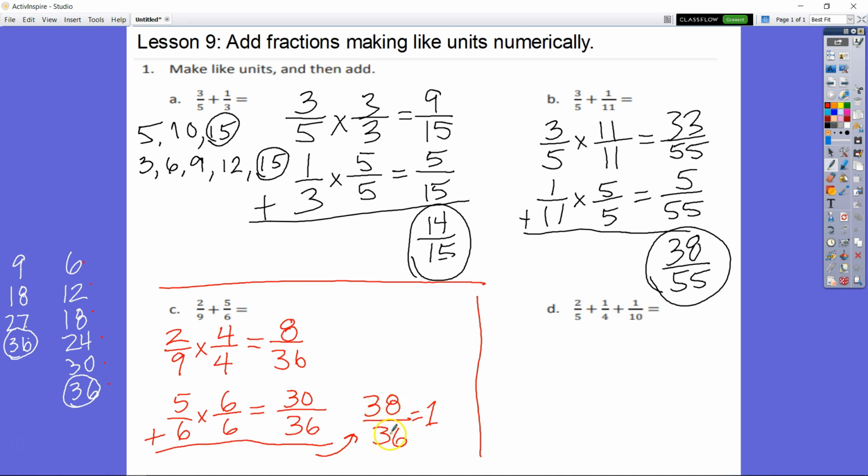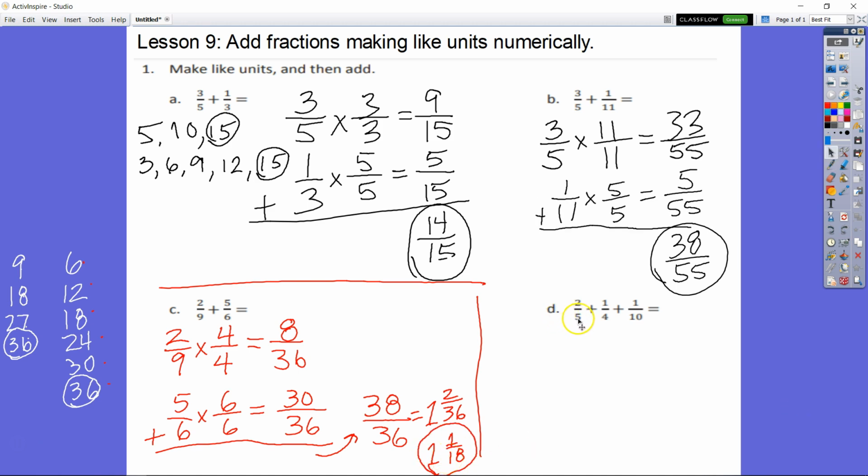So 38 divided by 36 is 1. There's going to be 2 36s remaining. And even with this, I know that these are both even numbers, so I can divide 2 by 2. So this will give me 1. Then I can divide 36 by 2, and I will get 18. So the answer is 1 and 1/18. That's my final answer, 1 and 1/18.